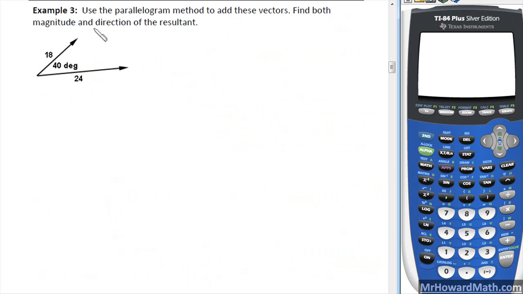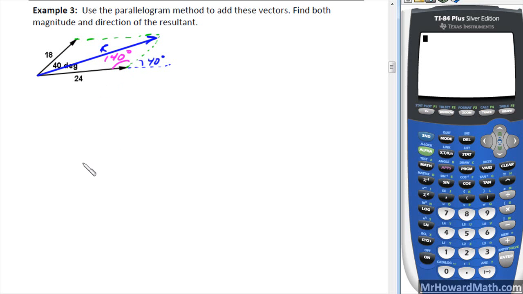Okay, in example 3 here it says use the parallelogram method to add these vectors, find both magnitude and direction of the resultant. So we'll make a parallelogram out of this, and it ends up looking like this. So we're going to find the magnitude and direction, so that'll be our resultant vector there. And if we apply some of our knowledge on parallelograms from geometry, this angle right here is the 40-degree angle. So this angle inside is 180 minus that, so 180 minus 40 is 140 degrees.